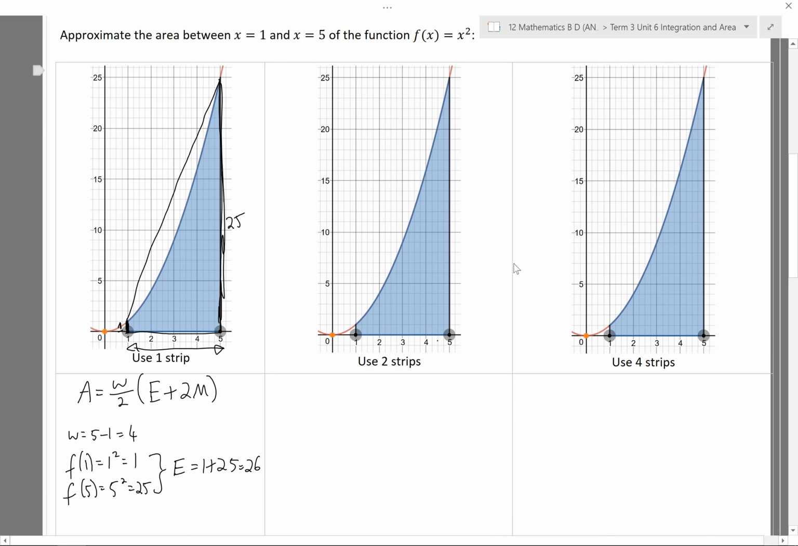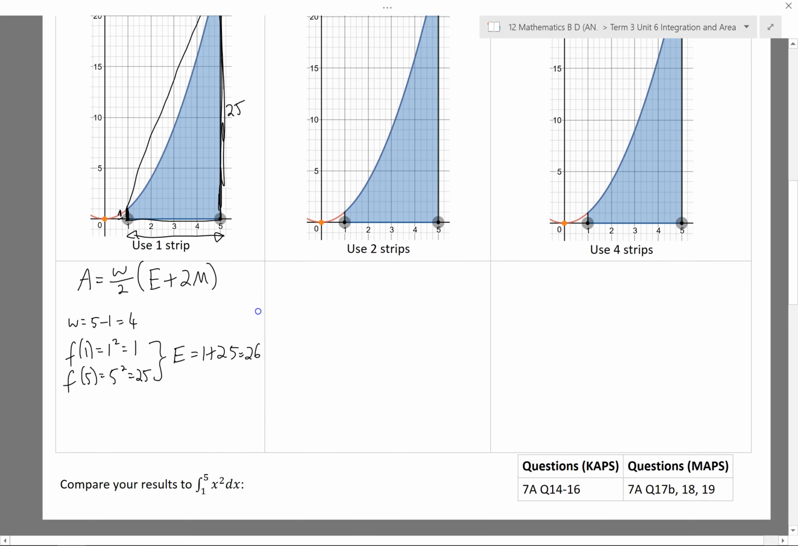Alright, I know that M is 0 because there's no middle. So I can now substitute in and find the area. Area will be 4 divided by 2 and then 26 plus 0. So I'll end up with an area of 52 units squared. Okay, because I don't have any dimensions on either of those axes.